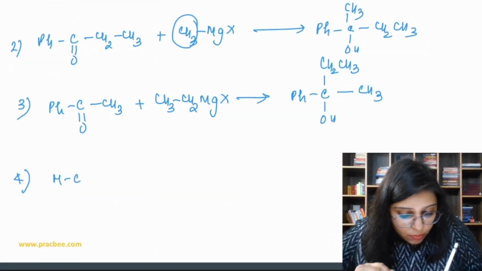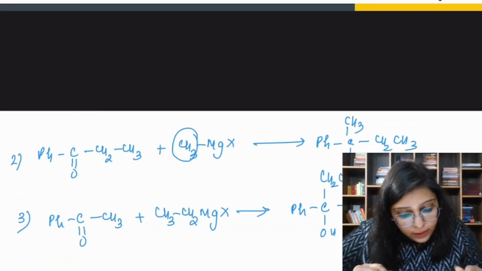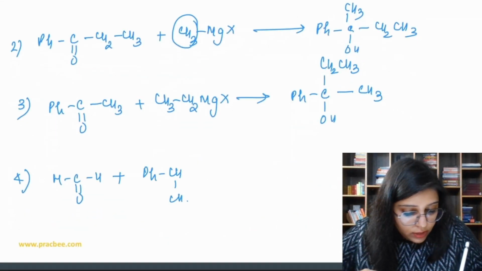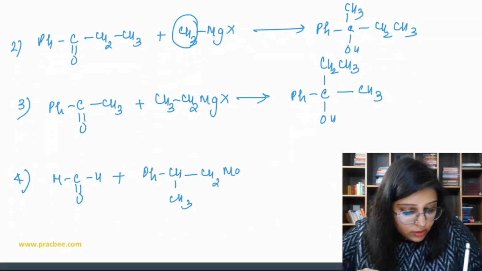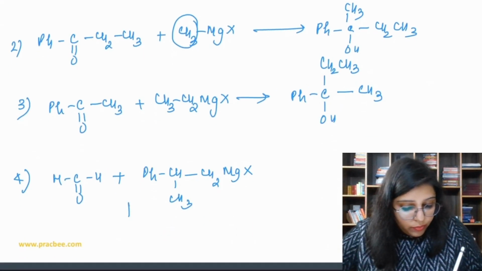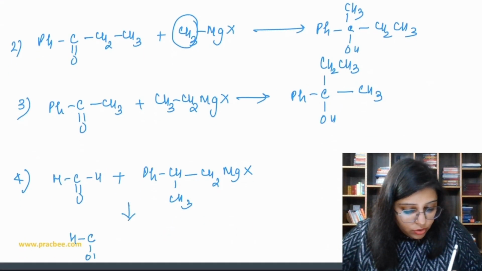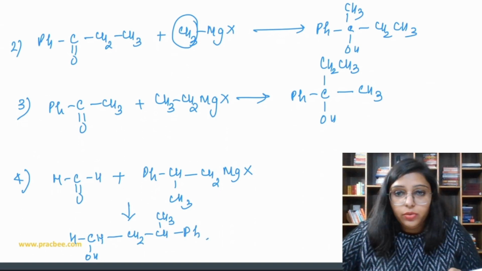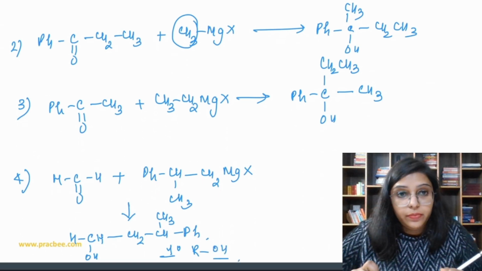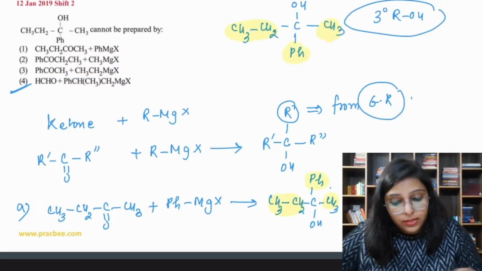So at C double bond OH, then we have phenyl CH CH3, phenyl CH CH3, and then CH2NPX, right? Okay. So from that one we get HCOH H, then CH2CH3, and that is phenyl. Okay, so we get a 1 degree alcohol from here. Clear? That's it. So the answer is going to be the fourth one.